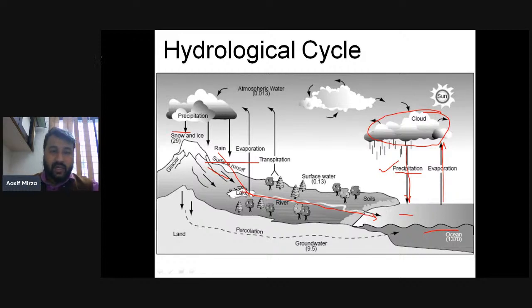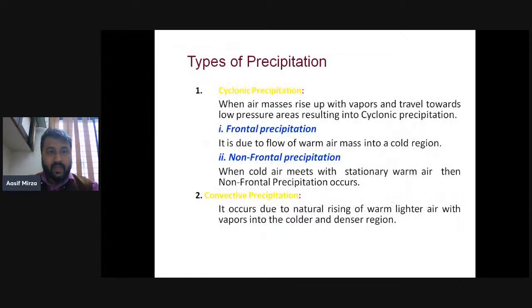Okay, now on the land you can see here the evaporation as well as the transpiration is done. Transpiration is nothing but the water evaporated from the trees. Okay, and it goes to the atmosphere, and through the atmosphere, in the form of precipitation, the land again receives the water. Okay, so this is the cycle of hydrology you can see here. Okay, now, what are the types of precipitation?